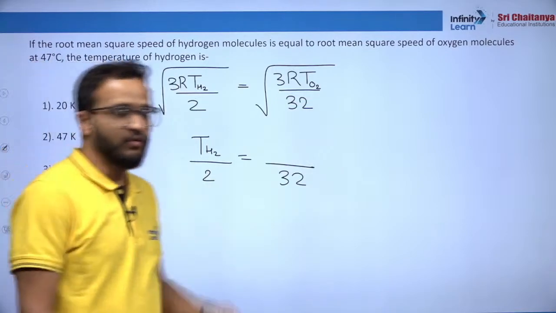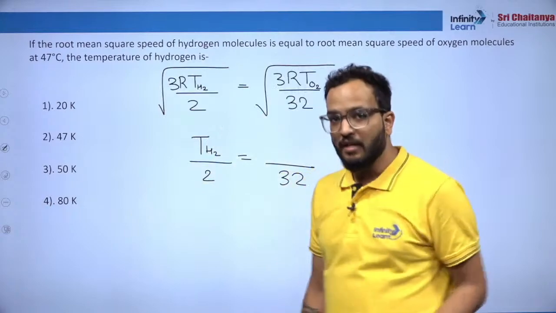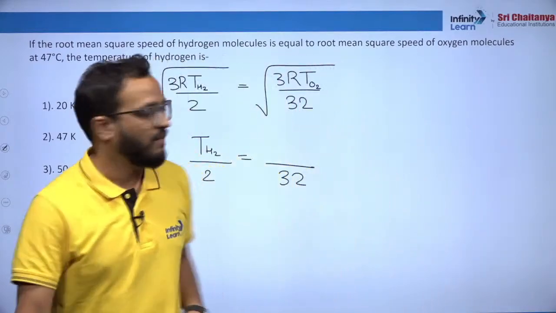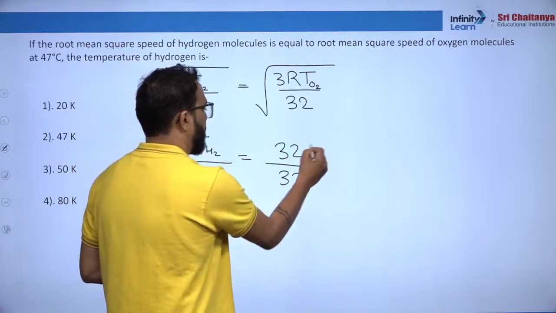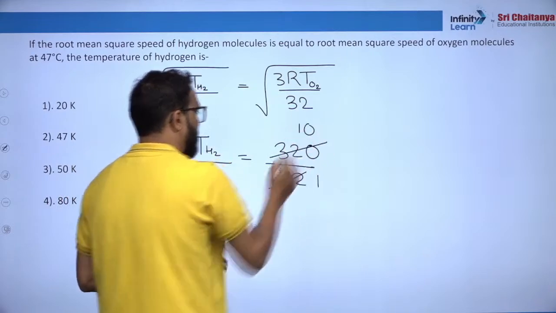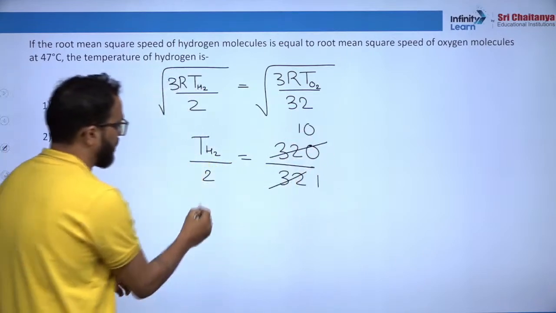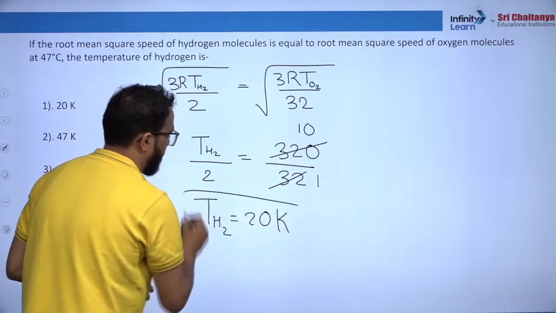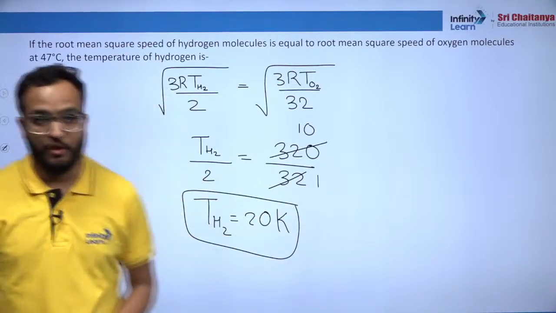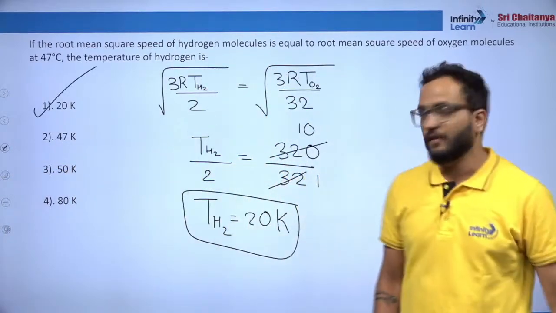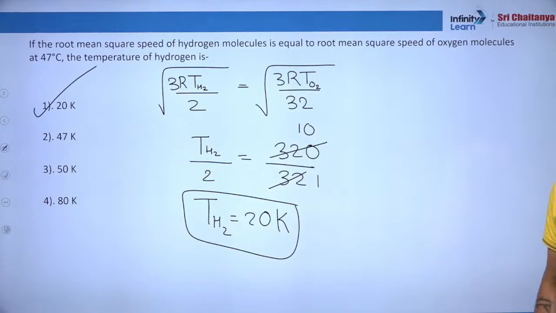47 degrees centigrade. So what is 47 degrees centigrade in Kelvin? 47 plus 273, which is going to be 320. So how much will this be? 1s are 10s are. So the temperature of the hydrogen gas is going to be 20 Kelvin. Did you understand? So which option is correct? For 20 Kelvin, I guess the first option is correct. Did you understand, everyone? Let me know in the chat box.